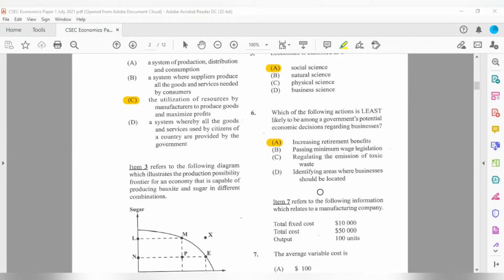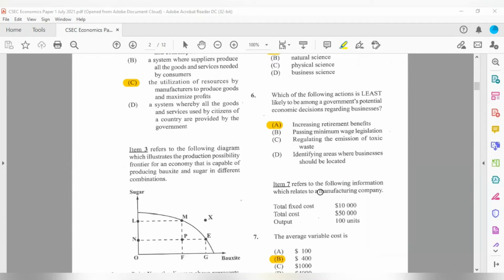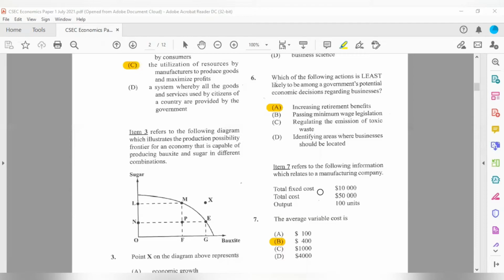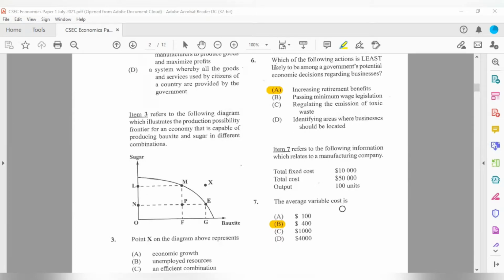Item seven refers to the following information which relates to a manufacturing company. The average variable cost is, and we know total cost is equal to fixed cost plus variable cost, and the variable cost in this case is 40,000, but they clearly didn't give us that here, so we are supposed to know that, and we divide it by 100, which is the output, and we get 400, which is B.